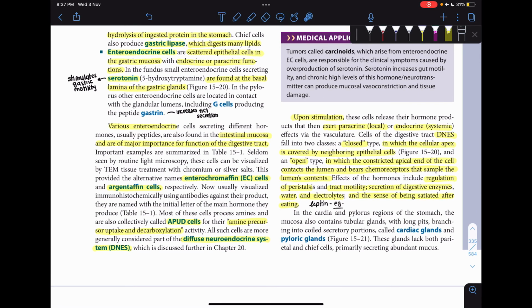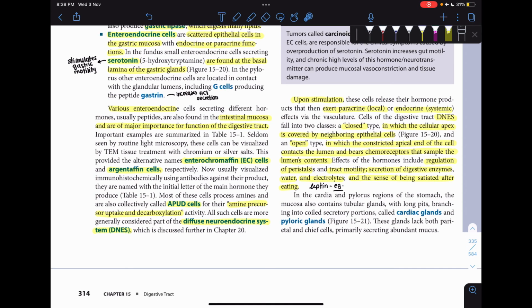Effects of these hormones include regulation of peristalsis and tract motility, secretion of digestive enzymes, water and electrolytes, and the sense of being satiated, meaning satisfied after eating. An example of a hormone that makes you feel full after a meal is leptin.